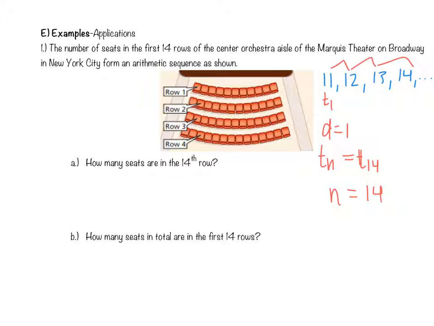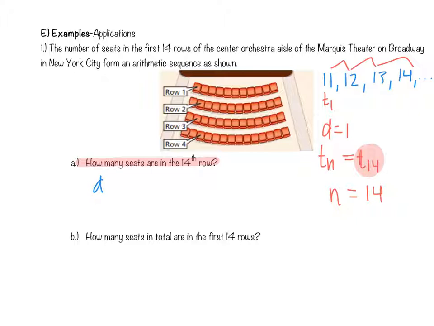So a lot of stuff given to us. So the first thing we have to figure out is how many seats are in that 14th row. Essentially, we are trying to find the last number, whatever that t of 14 is. So remember how we did this in the previous problems. To find the last number in a sequence when we don't know it, we're going to use our arithmetic rules.